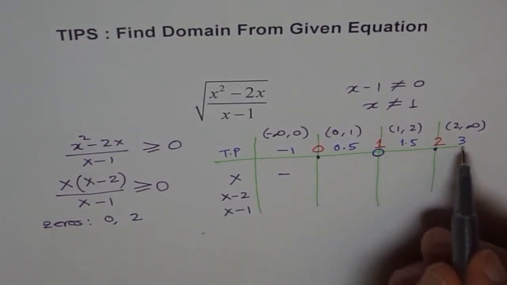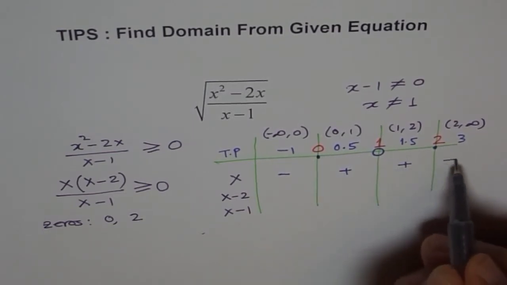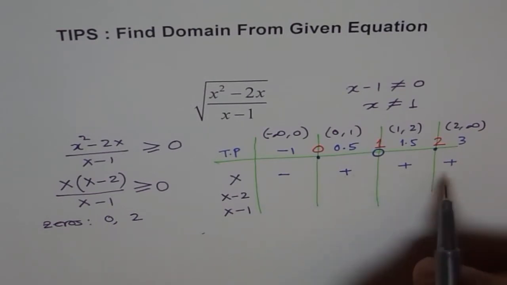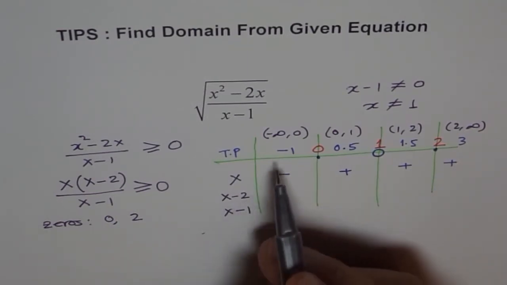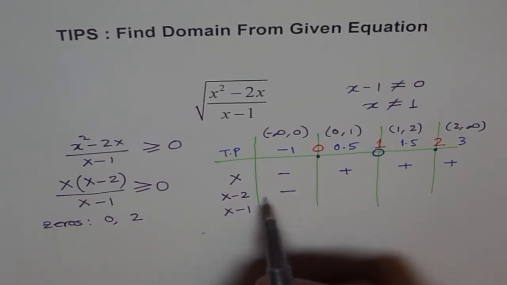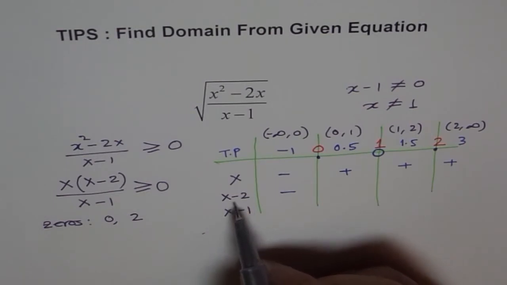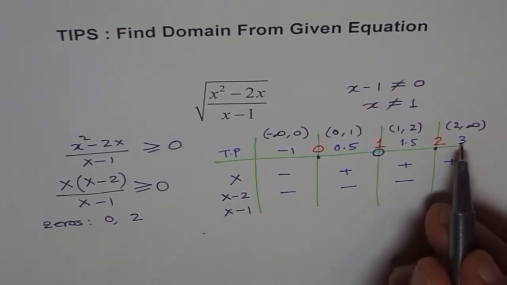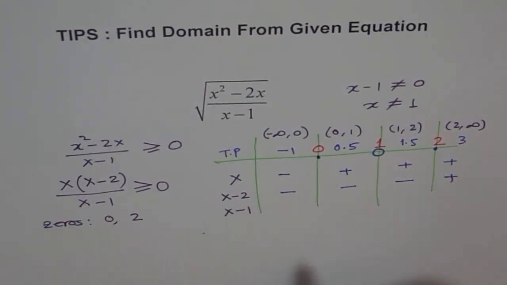If it is these values which are positive, so x is positive. I need not really find the exact value. I'm more interested in the sign, whether it's positive or negative, correct? Let's check x minus 2. If it is minus 1, minus 1 minus 2 is minus 3, right? If it is less than minus 2, then x minus 2 is going to be negative, so it's negative here. But if I plug x as 3, 3 minus 2 will make it positive, so I have positive here.